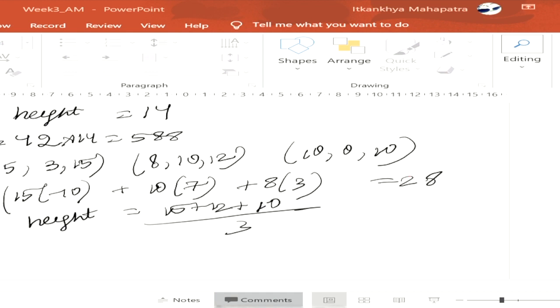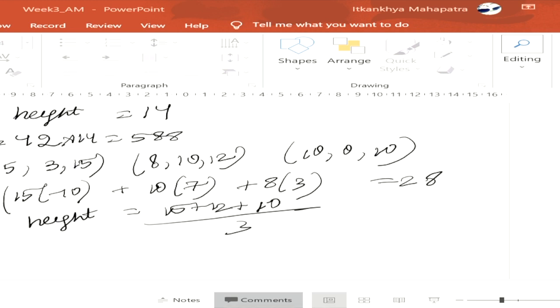Now volume of the third triangle will be A3 into H3. This will be 28 into 11 is equal to 308. Now total volume is equal to V1 plus V2 plus V3. Now when we are solving this, it is 378 plus 588 plus 308. This will be 1274, which, according to the options given, 1311 is the closest.